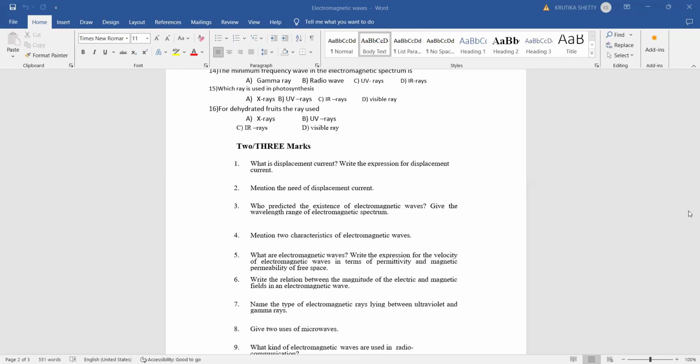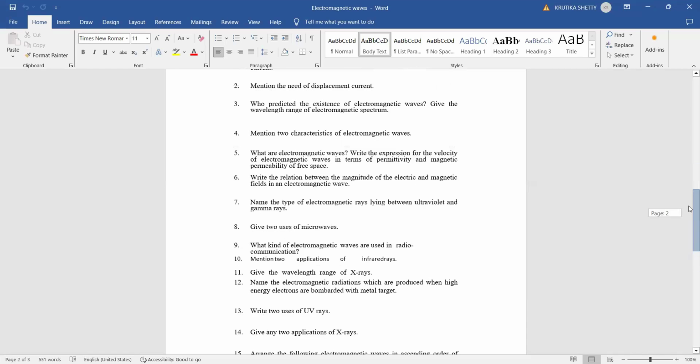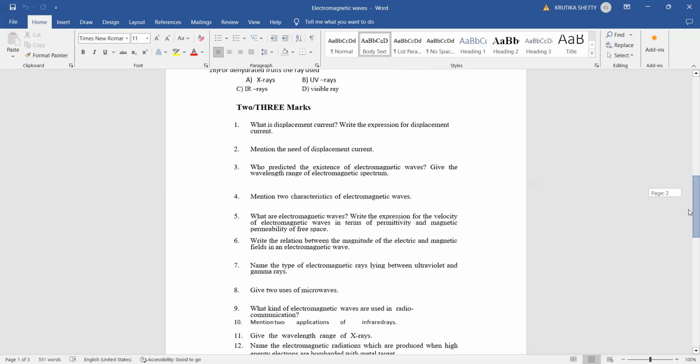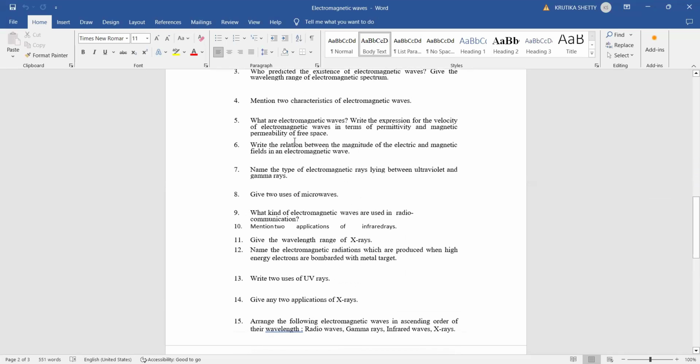Okay, so you can see some of the probable questions from this topic, students. What is displacement current? Already you know, write the expression for that. This also we have discussed. Mention the need of the displacement current. Who predicted the existence of electromagnetic waves? Give the wavelength range of the electromagnetic spectrum. Mention two characteristics of electromagnetic waves. We have discussed 6 characteristics, any two you can specify. The next one, what are electromagnetic waves?